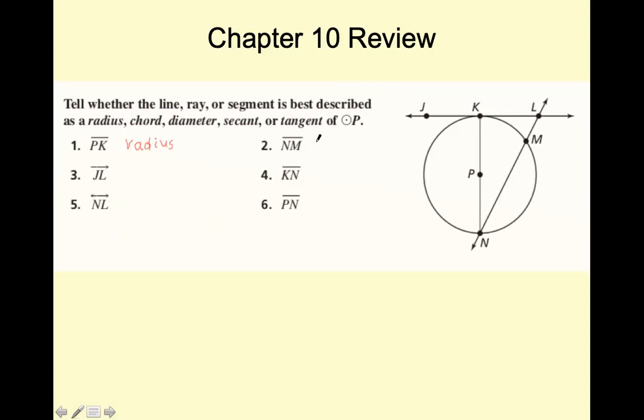Our next one is NM. Notice it's a segment, not a line. So NM is a segment with 2 points on the circle itself. So that is the vocabulary term known as a chord.